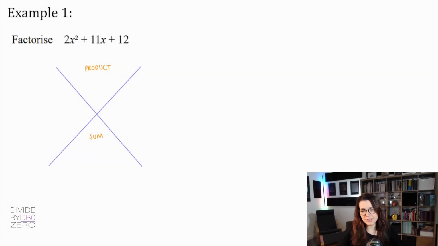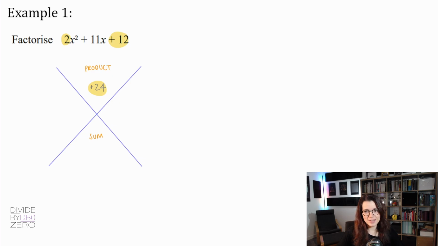Example 1, factorise 2x squared plus 11x plus 12. For this method, you need to set up an X or a cross on your page and write product at the top and sum at the bottom. Then you're going to times this number and this number together. So 2 times 12 is 24 in this case. And you're going to put that in the product place.